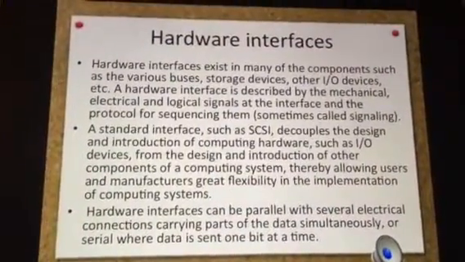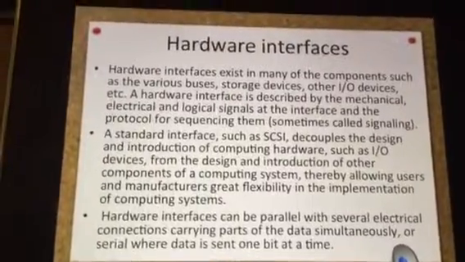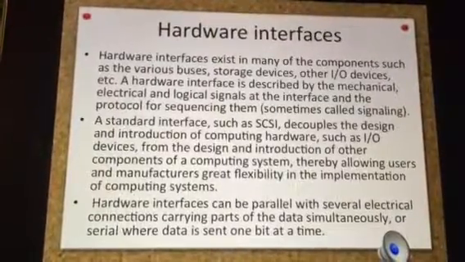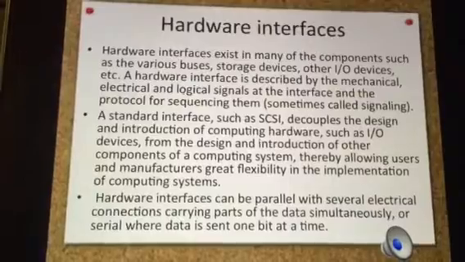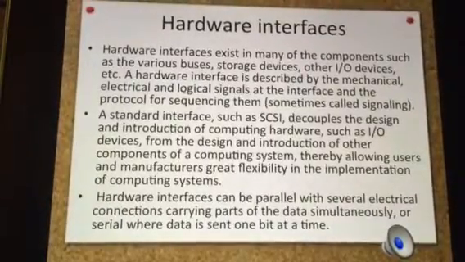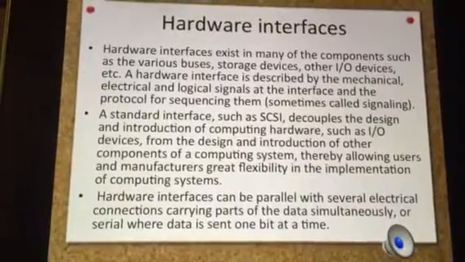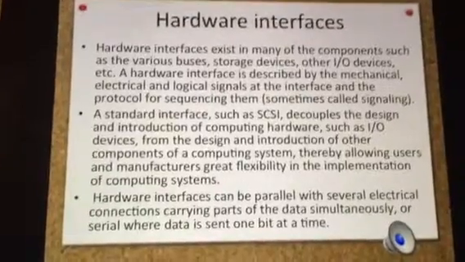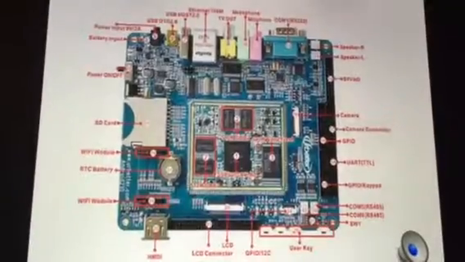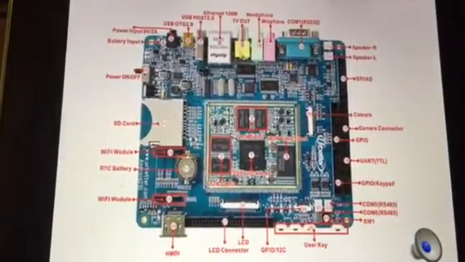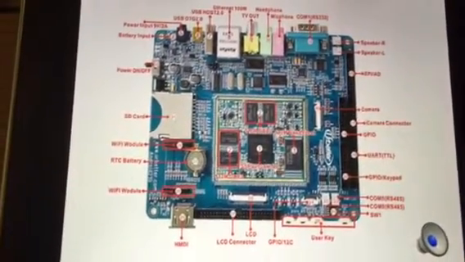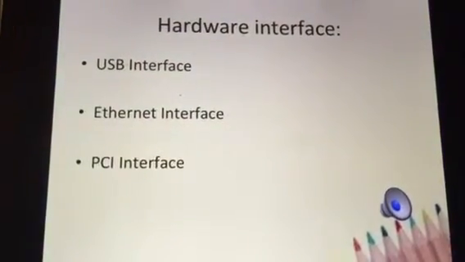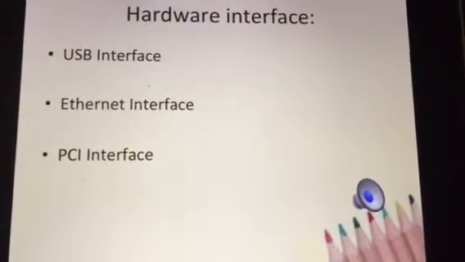A hardware interface specifies the plugs, sockets, cable, and the electrical signals that pass through each line between the CPU and the peripheral device or communications network. As you see, here is a hardware interface model. Hardware interface has three different parts.